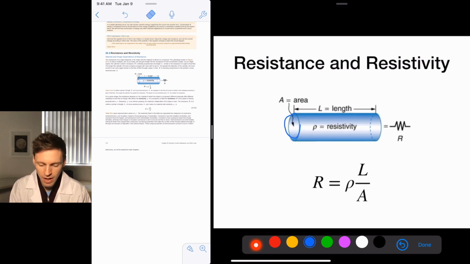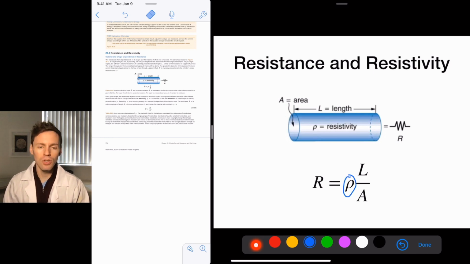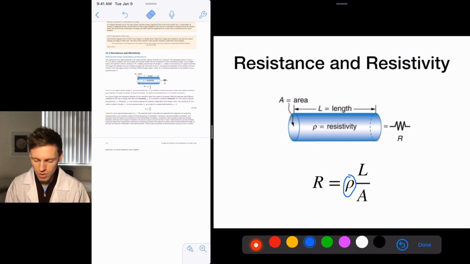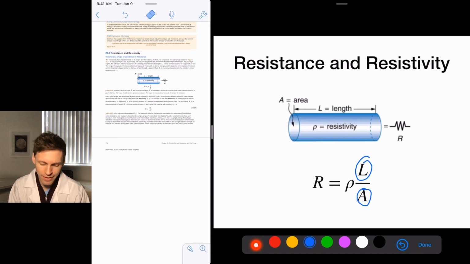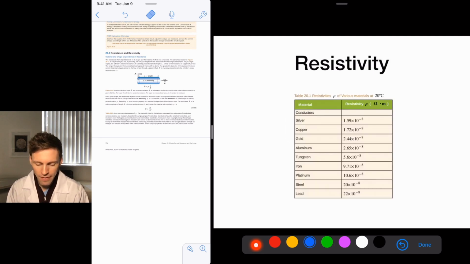So it depends on the area, the size, and the length, but it also depends on the material itself, which we encapsulate in this new term, resistivity, which is the Greek letter rho. Okay, very easy. If you want to calculate the total resistance of something, it's just its length divided by its area times the material property resistivity. That's it. That's the whole thing. So you physically measure the size of your resistor, and that's how you do it.